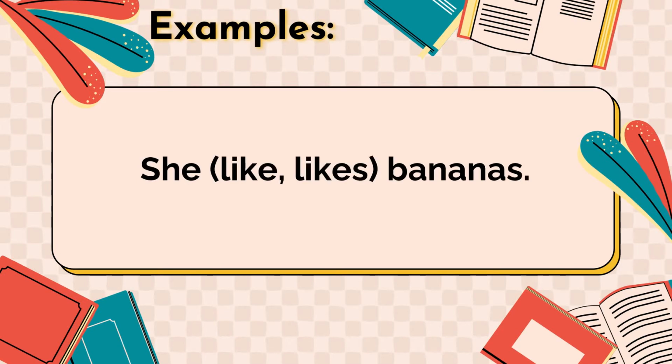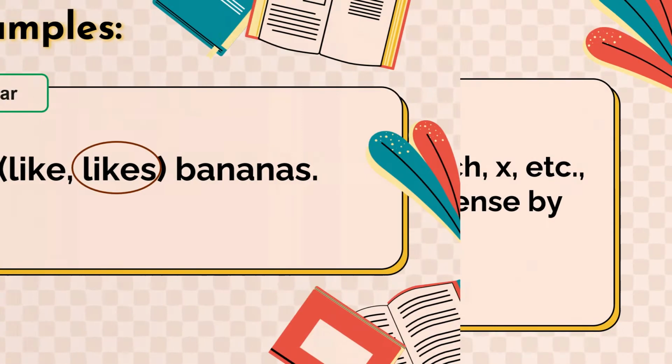Another one is we have here she likes bananas. What are we going to use? Is it like or likes? Okay, very good. We are going to use the verb likes. Why? Because what is the subject in the sentence? We have here the pronoun she, and she is singular.